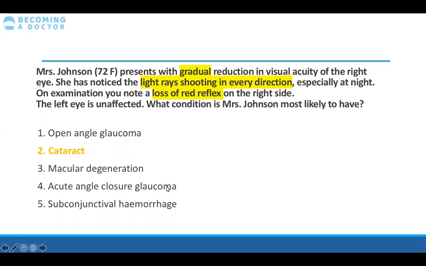With acute angle closure glaucoma, you're going to see a patient that's acutely unwell. They would have a painful red eye, which in this case is not there. It's not going to be a gradual presentation. There's going to be something that's quite sudden. So you can rule that out. Open angle glaucoma and macular degeneration I'm going to be talking a bit about in the next few cases to come. And hopefully with that, you get a better idea of why it was cataract and not those.